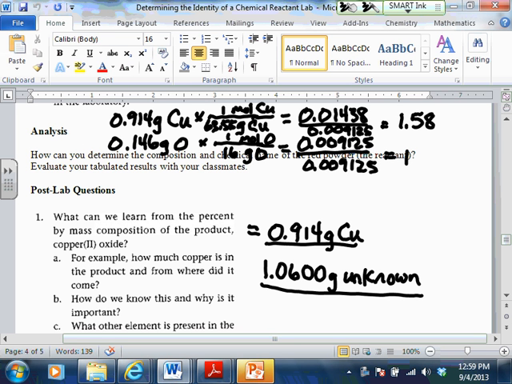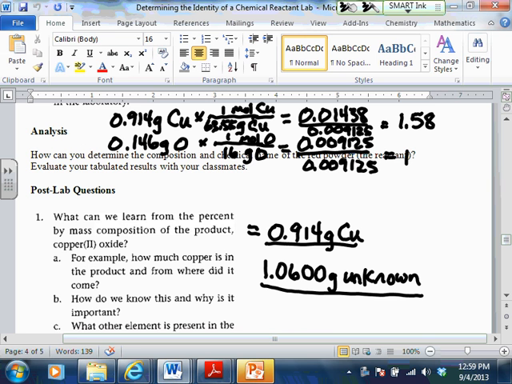That's about as good as I expected the data to be on this lab, given the amount of time that we had. If you'd had more time to heat it to make sure that you got to constant mass, then you might have been closer to a 1-to-2 ratio. But that's looking pretty good.